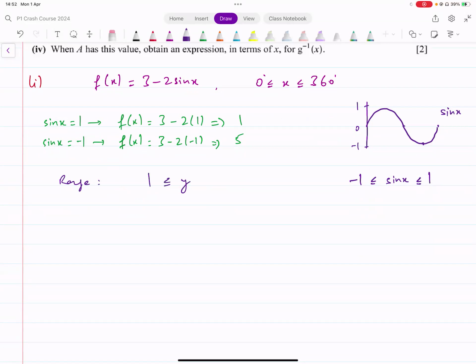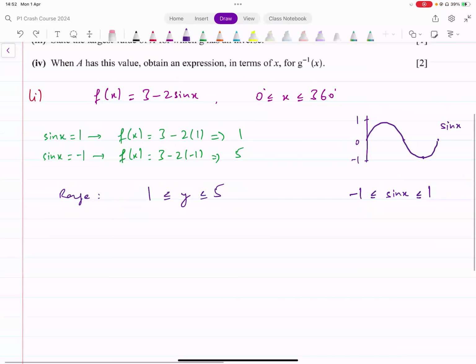It's between 1 and 5, right? So 1 is the smaller value, 5 is the larger value. So when sine x equals 1, that gives you the minimum value, right? Because we have a negative sign here. Because of that, that's giving us the minimum value. And when sine of x is equal to -1, that gives us the maximum value of this function.